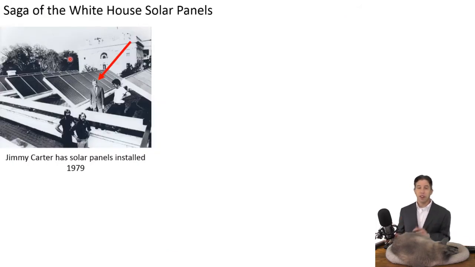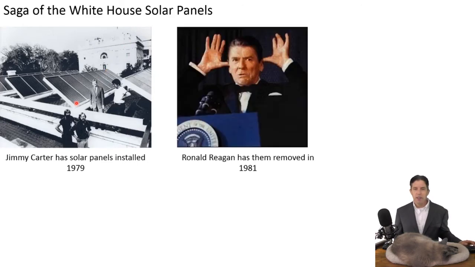There's a whole history of solar panels in the White House. Back in the late 70s, Jimmy Carter was our president, and he decided that he would have solar panels installed on the White House. He was kind of a progressive, alternative energy kind of guy. A few years later, we have Ronald Reagan, who was very anti-alternative energy. He had them taken down.